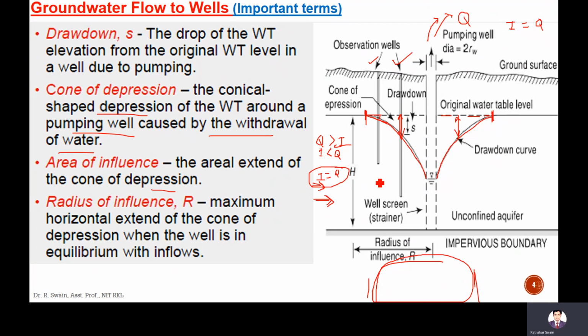So after the well attains the equilibrium condition, there will be no more increase in aerial extent. There will be no more drawdown. So this cone of depression will remain constant. This curve will remain constant after that. So this is the maximum horizontal extent. This is the center, and this is the maximum horizontal extent. That is called radius of influence. So the radius of influence is the maximum horizontal extent of the cone of depression when the well is in equilibrium with inflows.